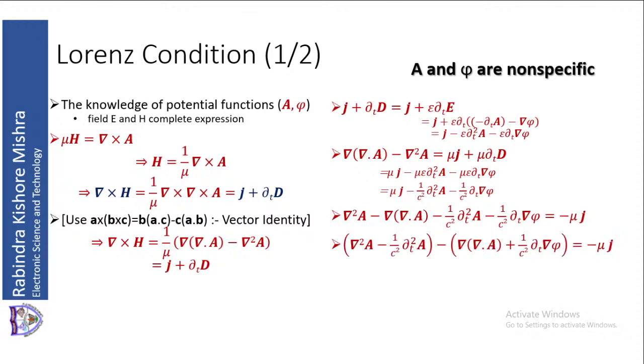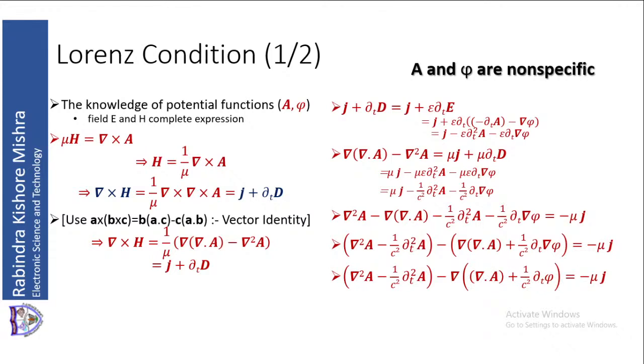So that we can rewrite as a combination of two terms or two factors. The first factor is del square A minus 1 by c square dot square T A, that is the first factor, minus the second factor, which is the gradient of divergence of A plus 1 upon c square dot T grad phi. So this is the left hand side, right hand side remains as minus mu J. Next.